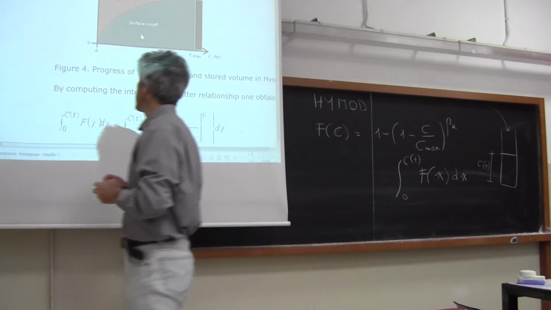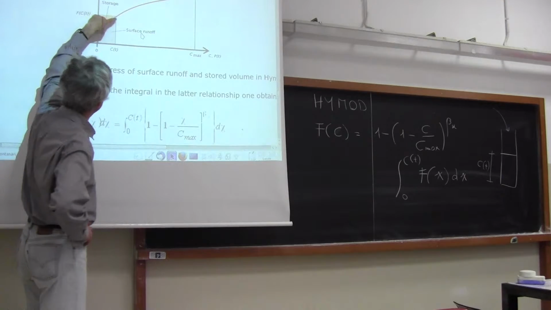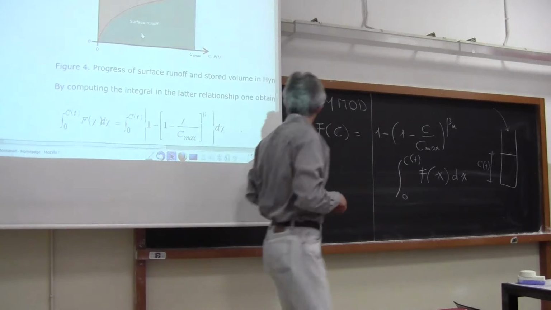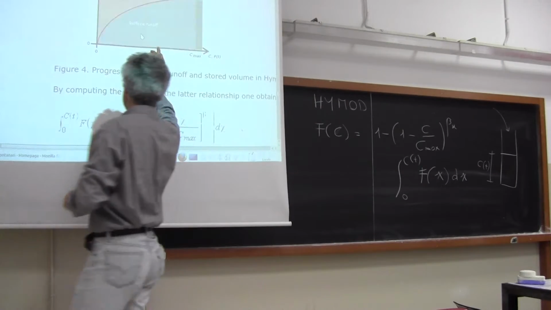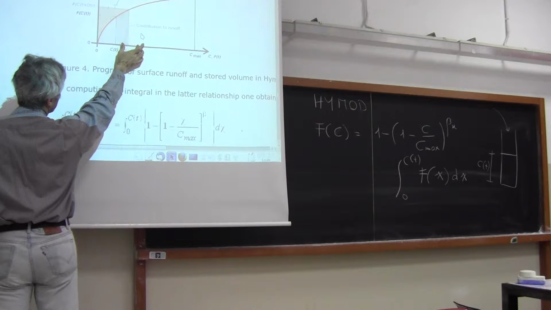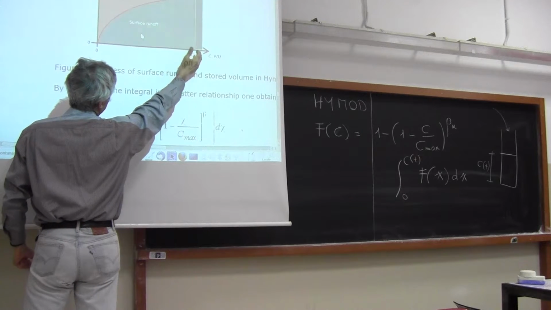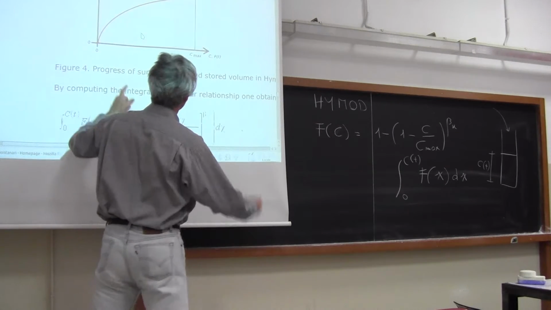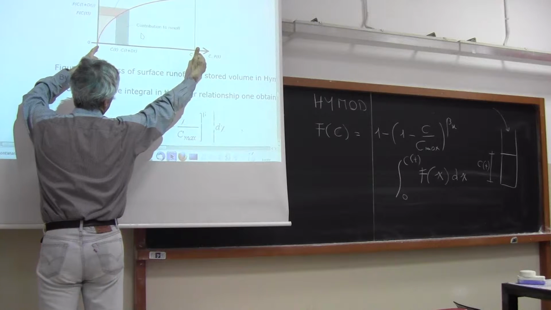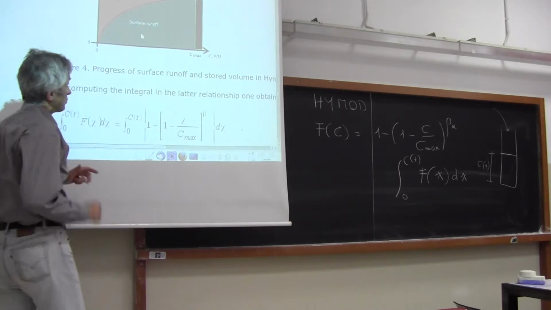Now let's look at this animated picture. Basically, we start from the beginning, in which we have the surface runoff here, and then if we add another small part, another small increment, we get another contribution to the surface runoff. And then, when we get to the end of the story, to C max, where the catchment is saturated, you have computed the total contribution to surface runoff.